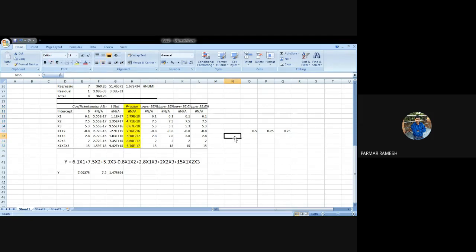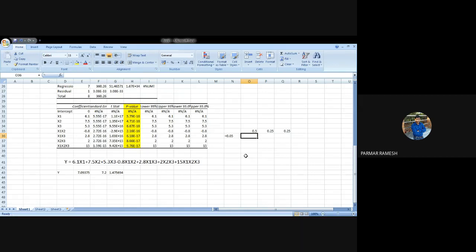Ideally, this p-value should be less than 0.05. So it provides the 95% confidence. If the probability p is greater than 0.05, it indicates that the effect of that factor is not significant, or it cannot be utilized to predict the response properly. So your p-value should be less than 0.05.